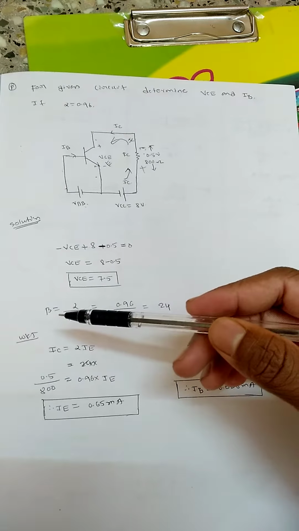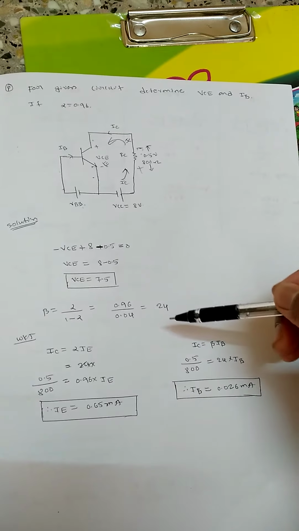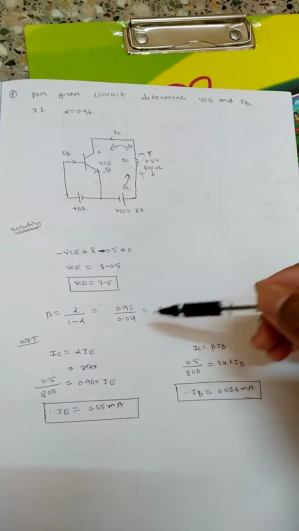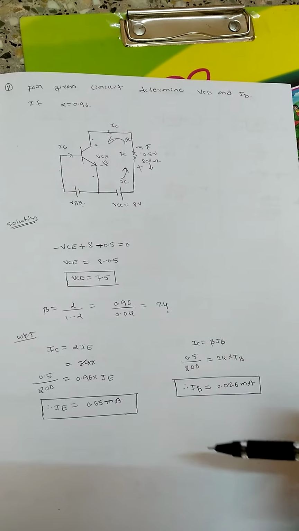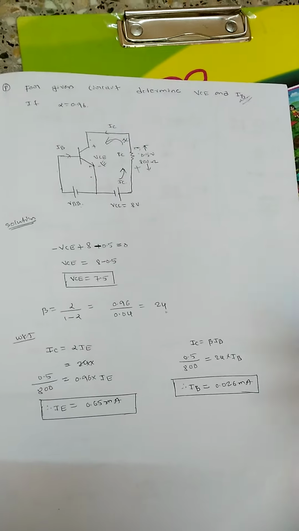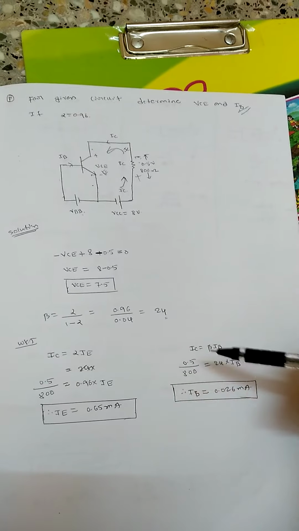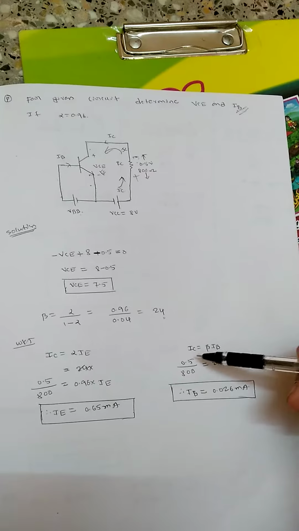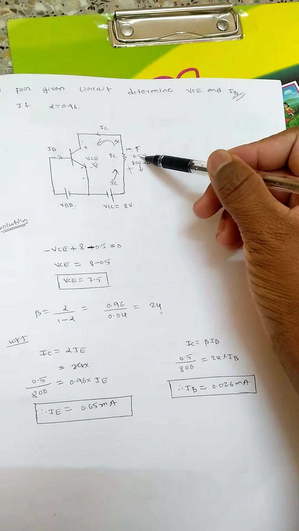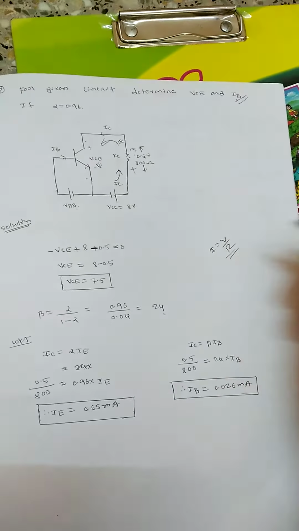Now the beta relation. We know the beta relation: alpha divided by 1 minus alpha. So I will be finding beta as 24 here. The alpha value they have given is 0.96, so substitute this and we will be getting 24 as the beta value. Now they have asked to find out IB, that is the base current. So first, IC equal to beta into IB. So what is IC here? IC equal to 0.5 divided by 800. So I equal to V by R. We know this relation, right?